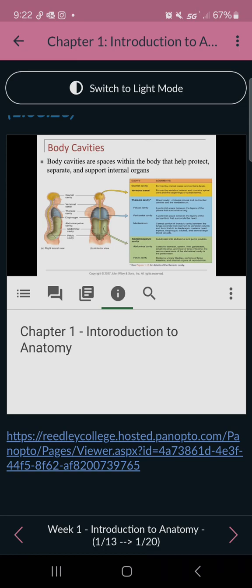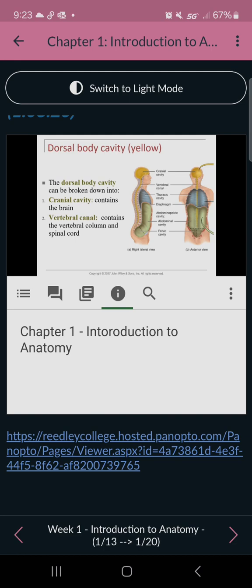So we have the cranial cavity, which is in yellow. And then we have the thoracic cavity, which is in blue. And then finally, we have the abdominopelvic cavity, which is made up of the abdominal cavity and the pelvic cavity. And then we can see it here in green.